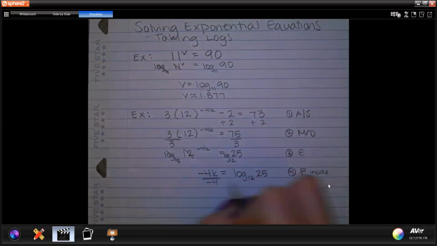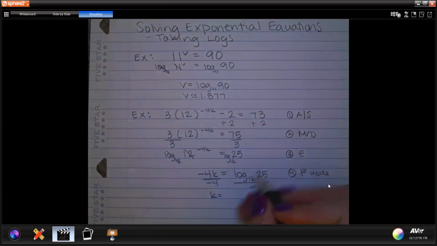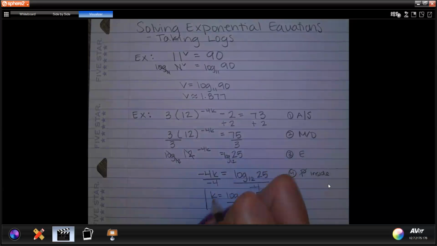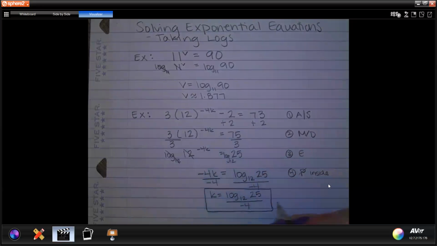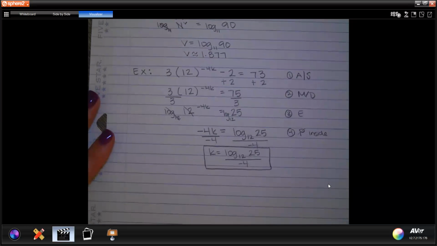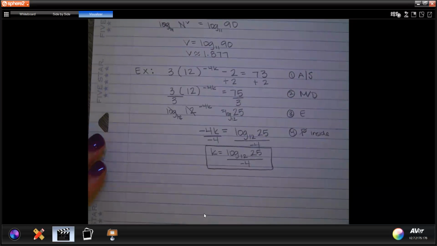We can divide by negative 4. So the exact answer to this problem is log base 12 of 25, all divided by negative 4. That's the exact answer. I'm going to go ahead and put a box around it so we can actually see it. And that's a very funky looking answer for pretty much everyone. So let's go ahead and go on Desmos and type that in.